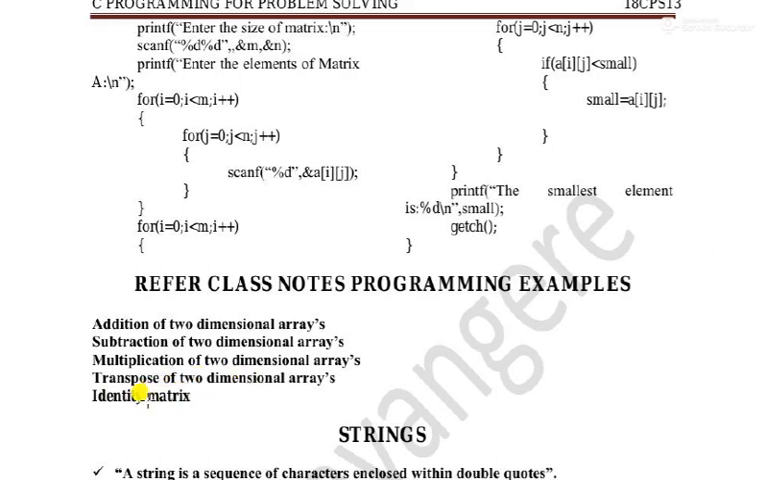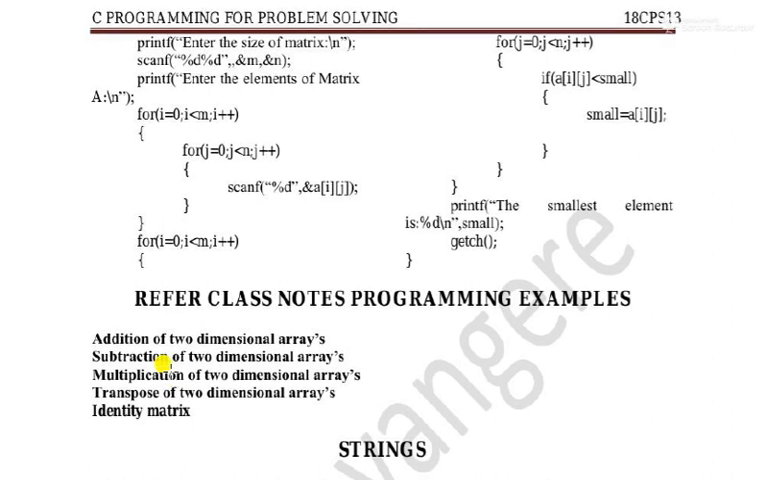Sorry, identity matrix means converting a positive value to negative, and converting a negative value to positive. Transpose of matrix, you studied in second PUC, what is transpose of matrix? So transpose of matrix is nothing but converting rows into columns and columns into rows. So this one is very simple. So you try to write an assignment.